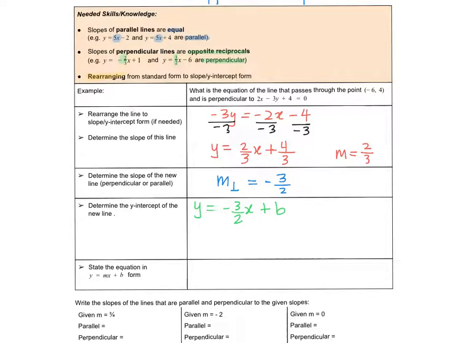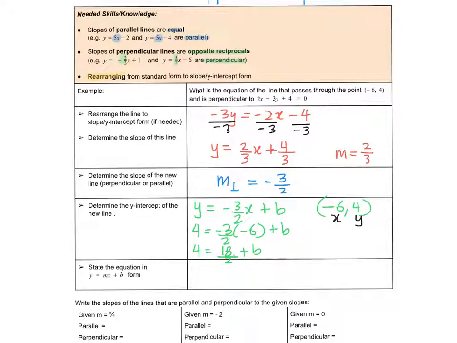Now we need to solve for b. So now we're going to use the point that is given to us, which is negative 6 and 4. Now we're going to replace the x value with negative 6 and y value with 4. So what do we get? 4 equals negative 3 over 2 times x, which is negative 6, plus b. Simplify, so this will be 4 equals negative 3 times negative 6 is 18. So this becomes 18 over 2 plus b.